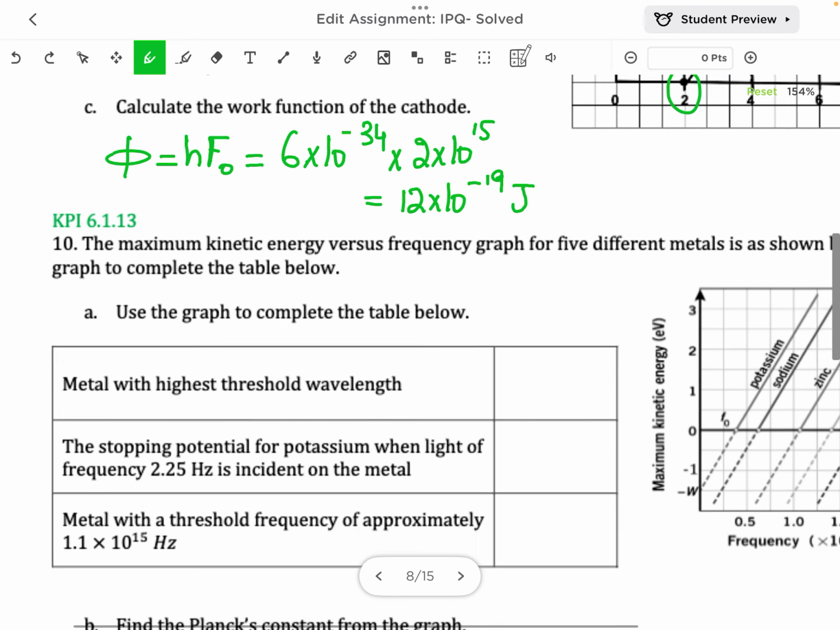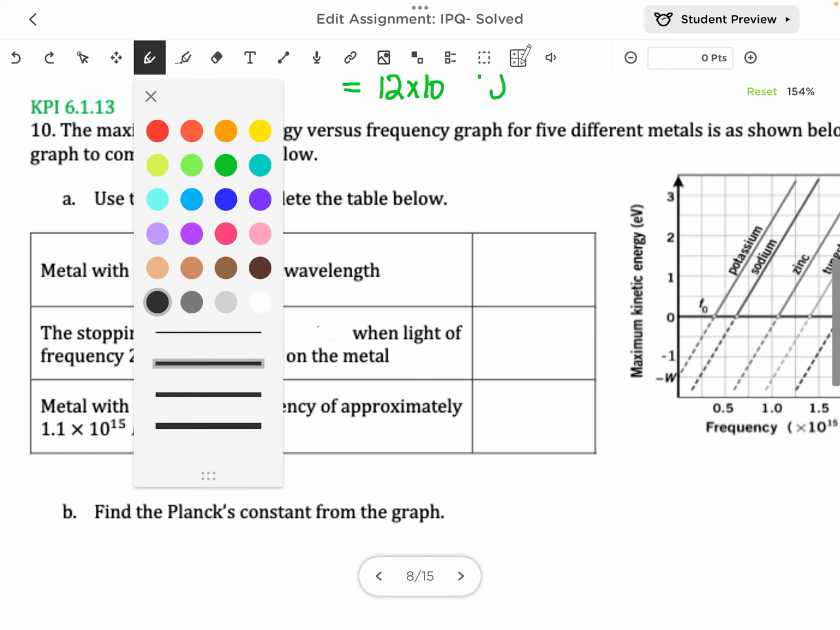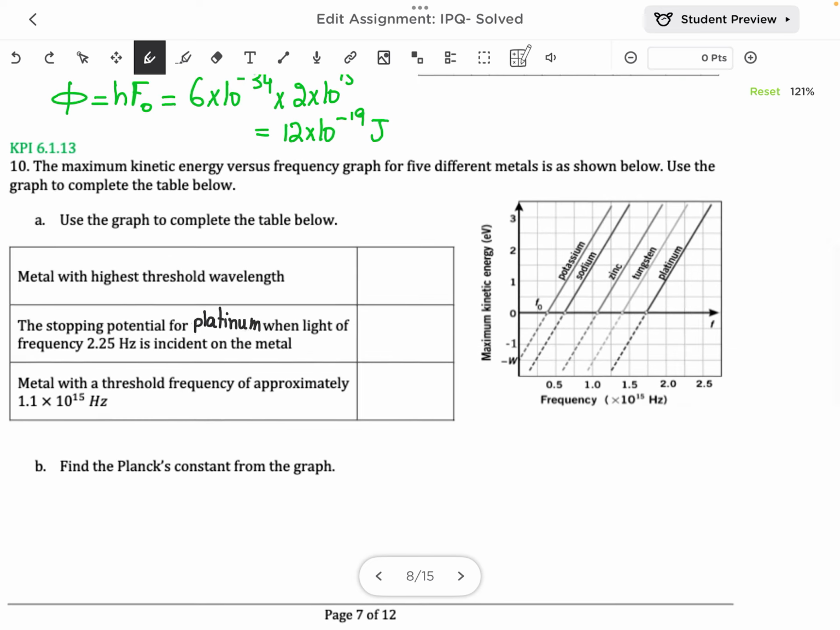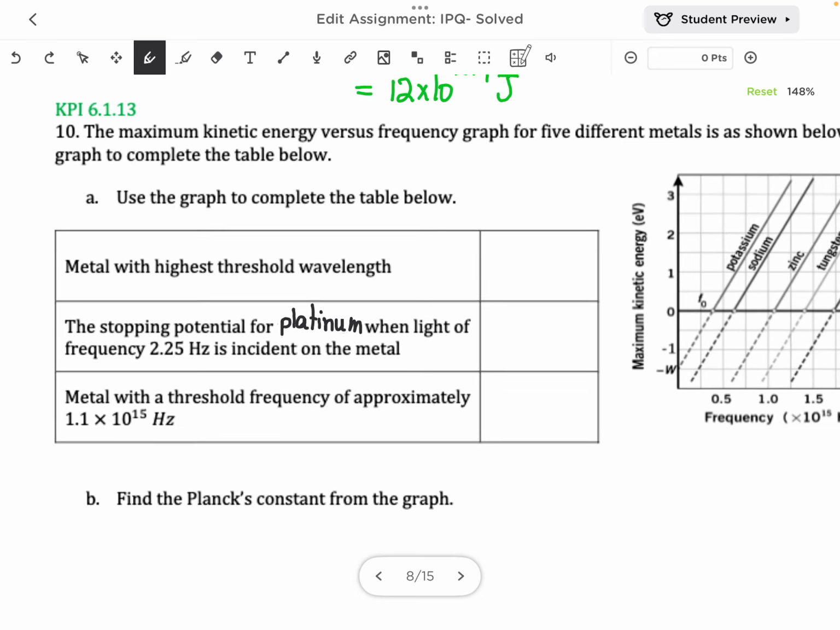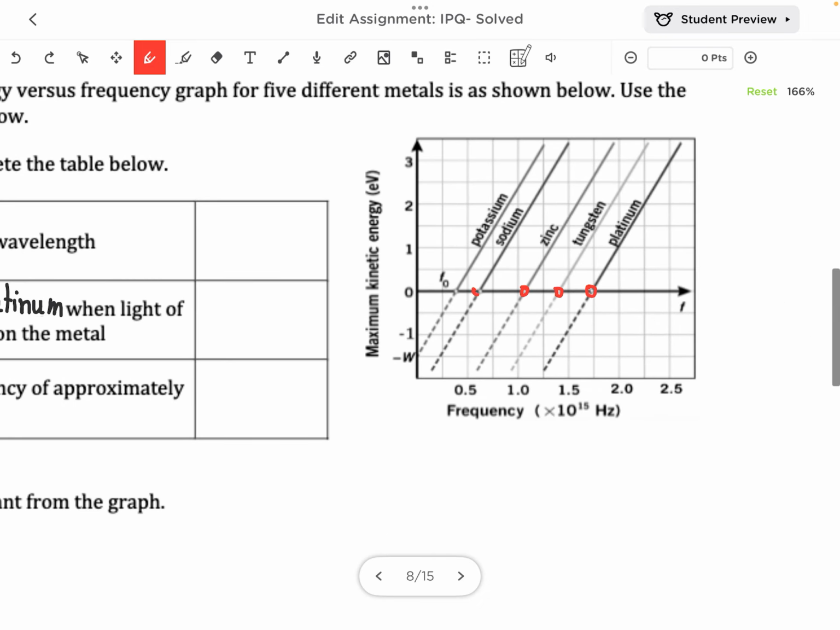Now the last question for this topic, we just did a little bit of adjustment here before we start. We replaced potassium with platinum. Now this graph represents many metals with different threshold frequencies and all showing the same slope, which means the same h. We need to use the graph to complete the table. Which metal has the highest threshold wavelength? So when the wavelength is the largest, this means F0 is the smallest. And which one has the smallest value of F0? It is the potassium.